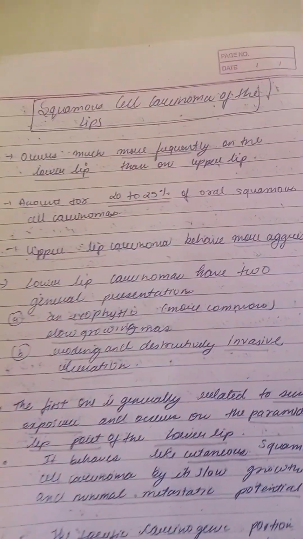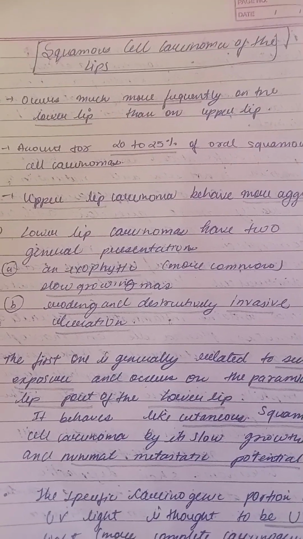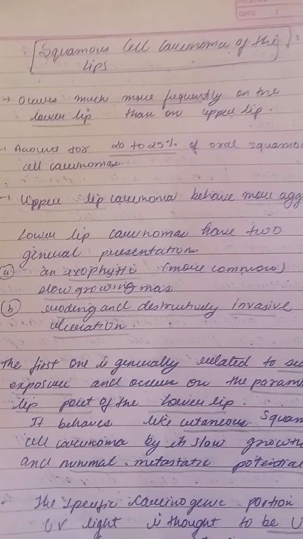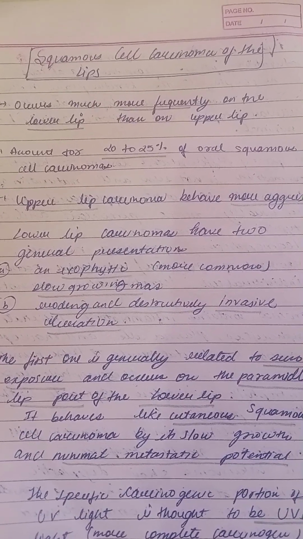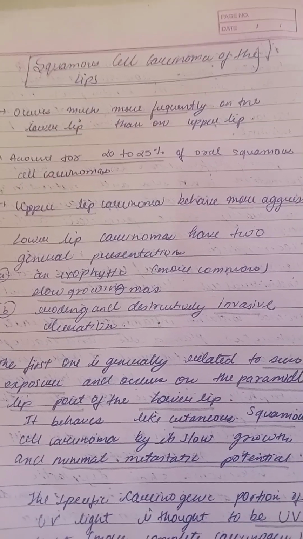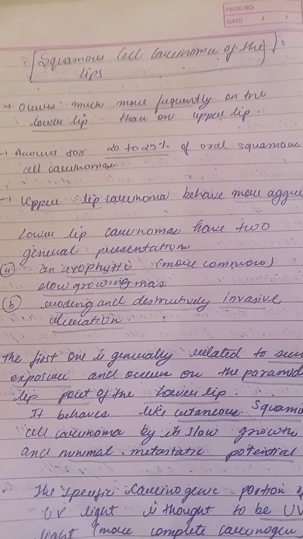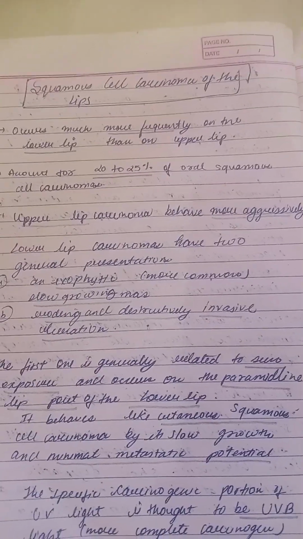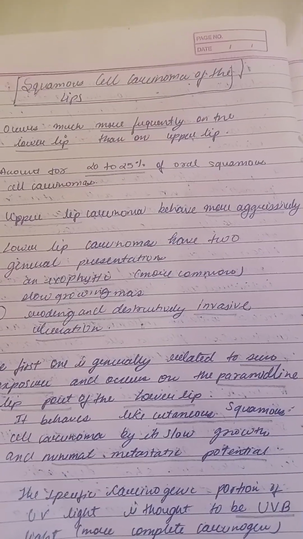Now today we'll be starting the squamous cell carcinoma of lips. It occurs more frequently on the lower lip than the upper lip. Both lips together account for 20 to 25% of oral squamous cell carcinoma. Though upper lip carcinomas are less common, they behave more aggressively.